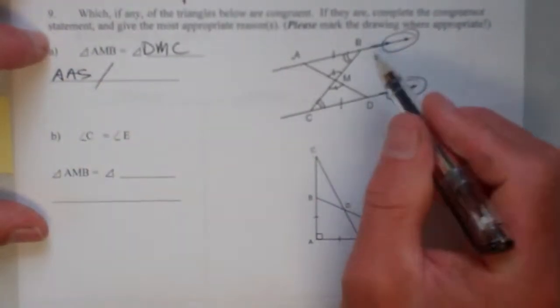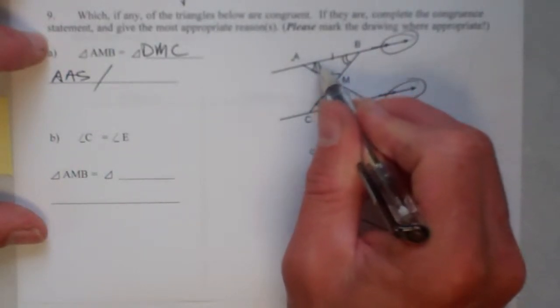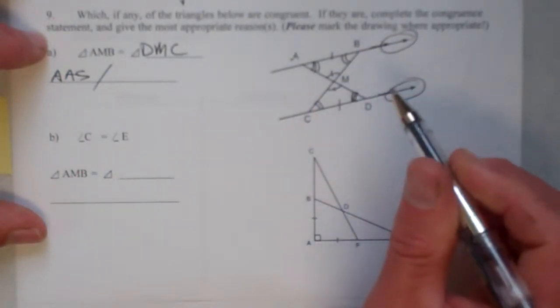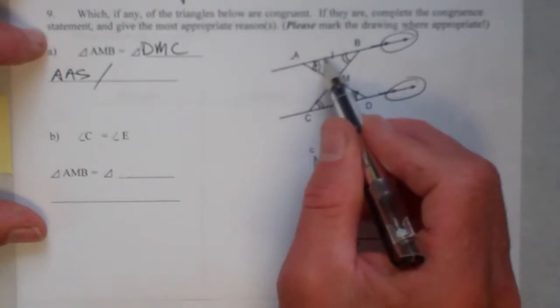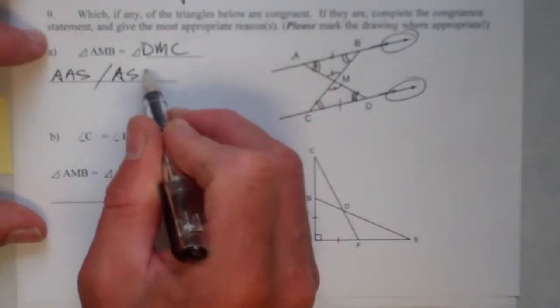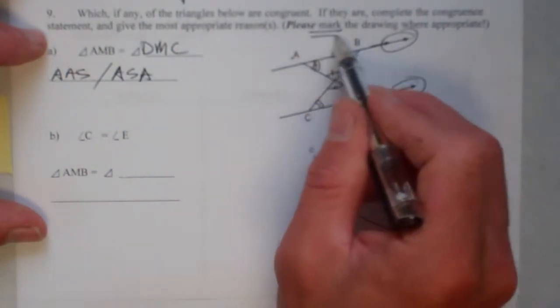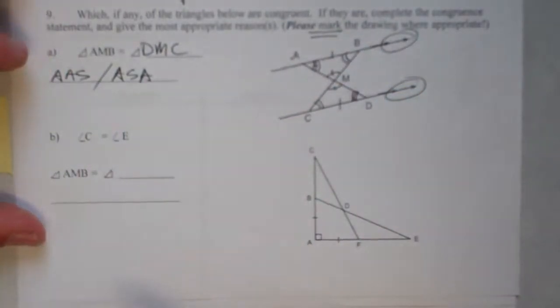Okay? But somebody else could have said, oh look, well these are congruent because of alternate interior angles, and then they could have said angle, side, angle. So I would accept either one, but make sure you mark the drawing so that it matches up with what you're saying. Okay?